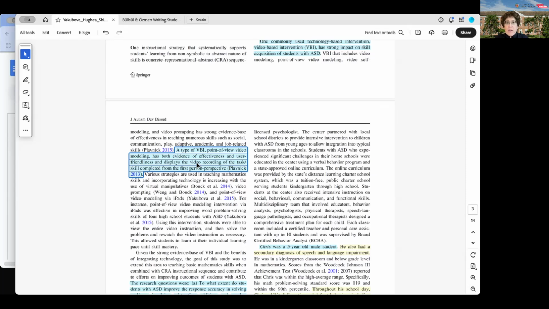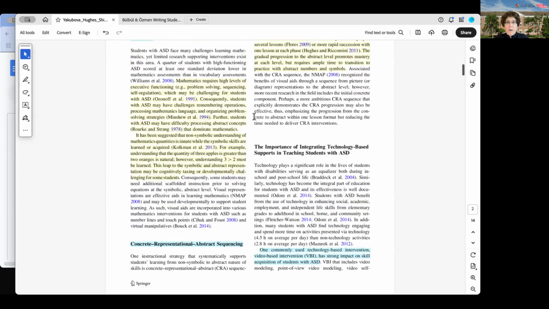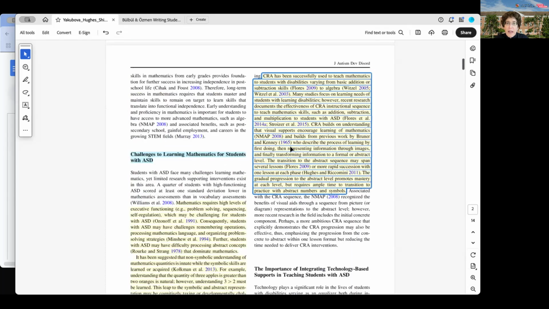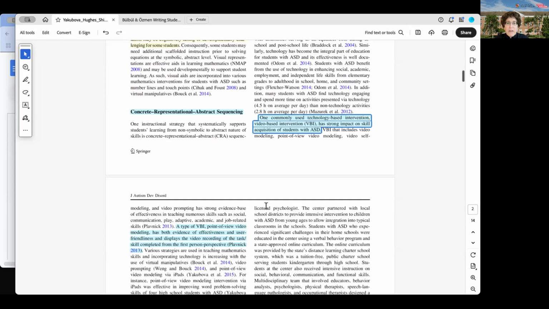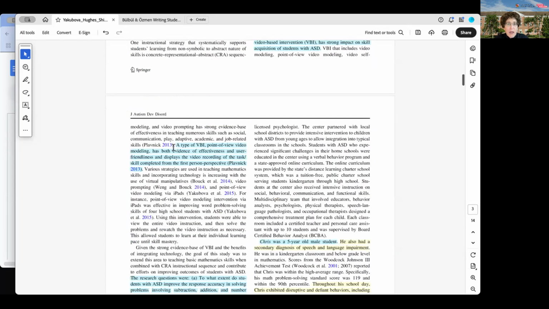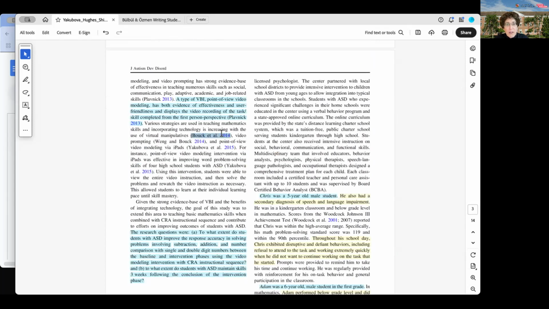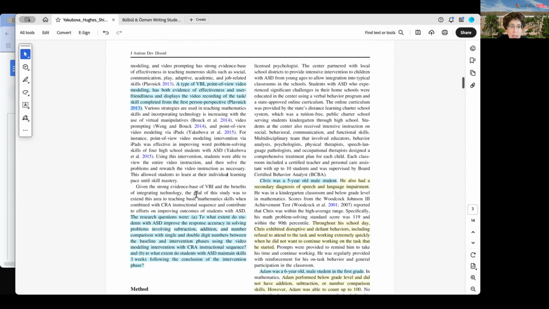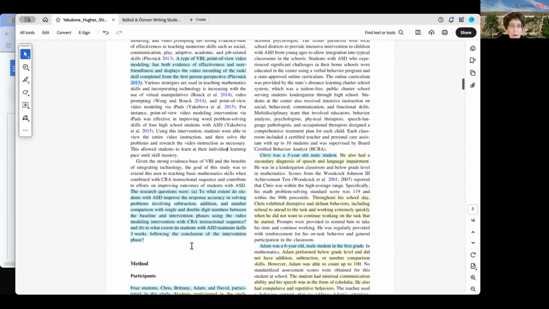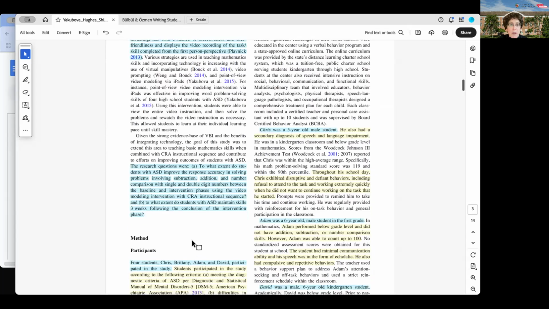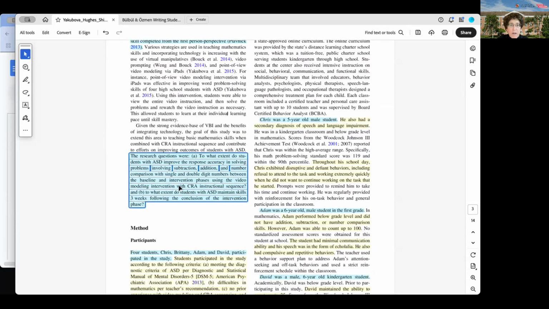So they're saying in the introduction that we have CRA is effective and video modeling is effective, and they write about it. And notice, by the way, you can see that they refer to several different articles in their introduction. So they're telling you that these are good approaches to be thinking about. And then this is the specific purpose of this study, which is as follows.